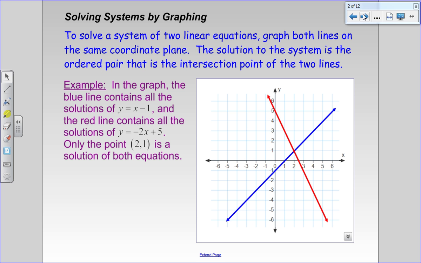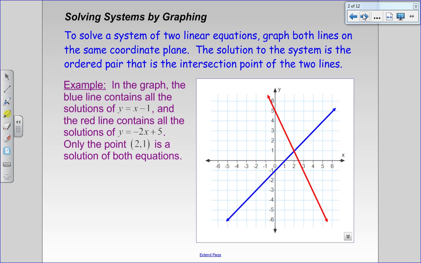To solve a system of two linear equations by graphing, we will graph both lines on the same coordinate plane. The solution to the system is the ordered pair that is the intersection point of the two lines. To understand why this is true, let's look at the example shown on the slide.